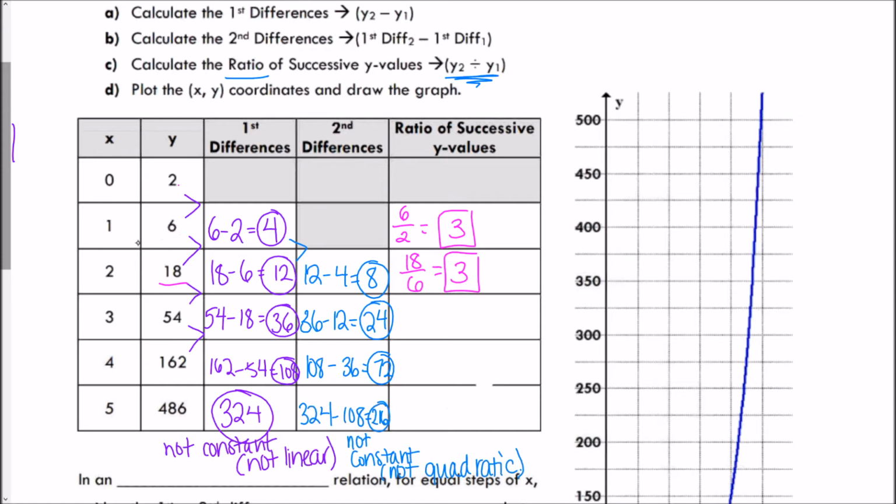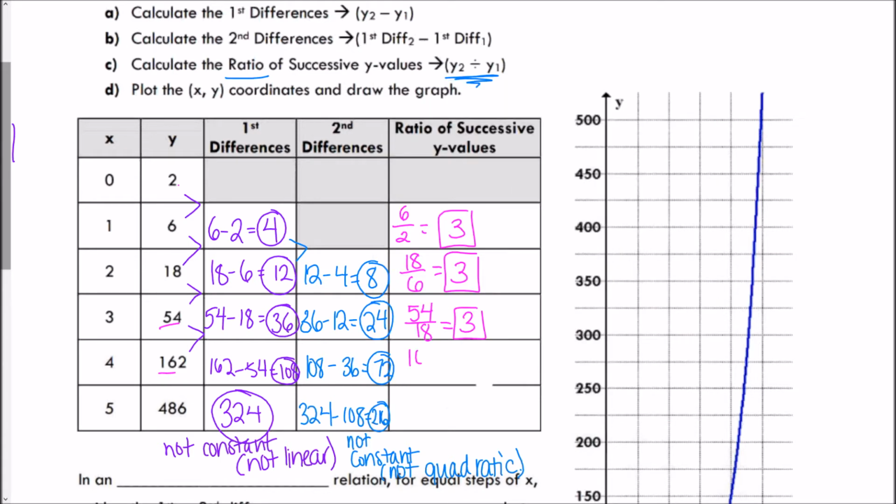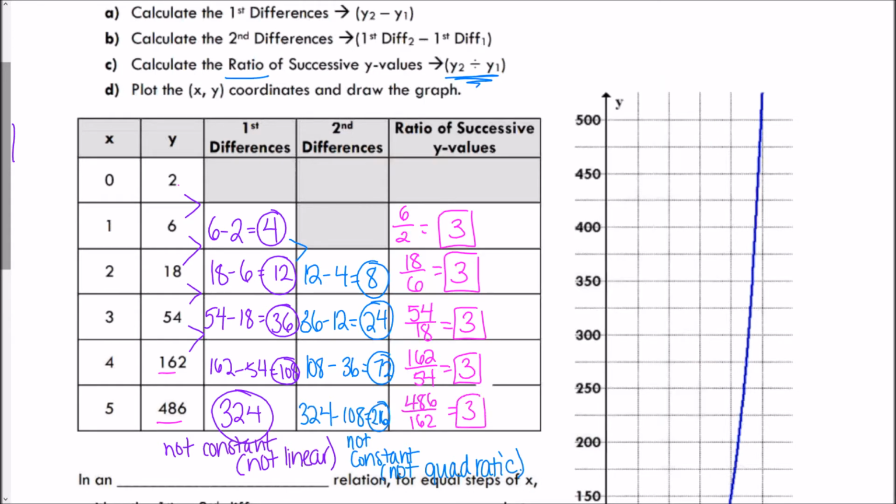For the next one, I'm going to divide 54 by 18. And when I divide that, I also get 3. When I do the next one, I'm going to take 162 and divide that by 54. So 162 divided by 54, and I still get 3. And then for my last one here, I'm going to take 486 and divide that by 162. And when I do that, I still get 3. Okay?